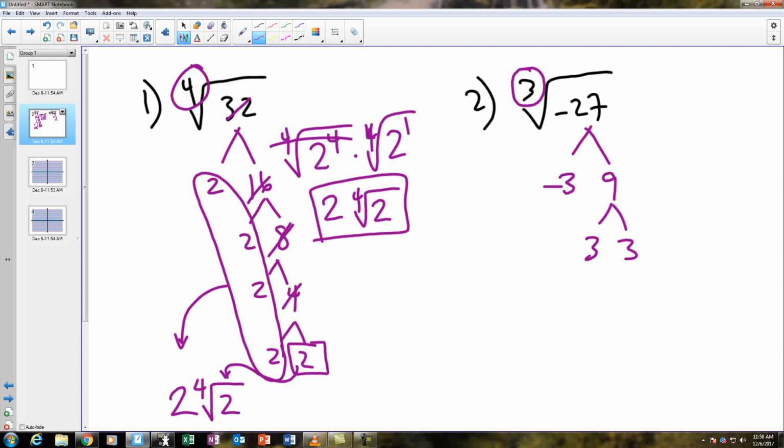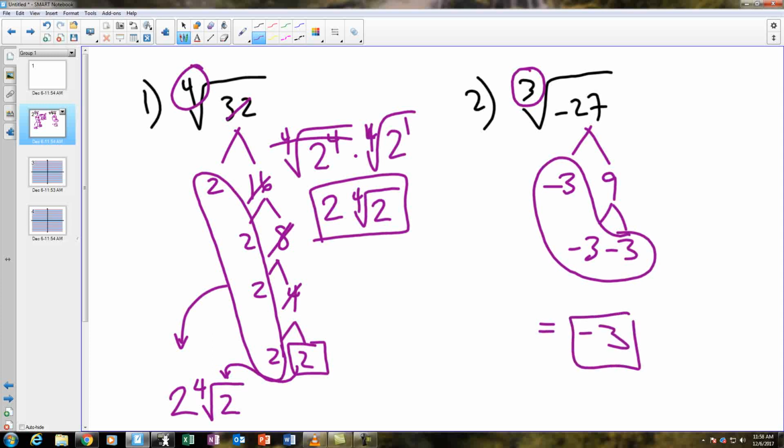The issue here is I don't have 3 matching numbers because one of them is negative and the other 2 are positive. But because negatives in pairs, when you multiply, give you a positive, I can use a negative 3 and a negative 3 for my positive 9. And if I look at this, I have 3 negative 3's that make the negative 27. So in this problem, the answer is just negative 3.